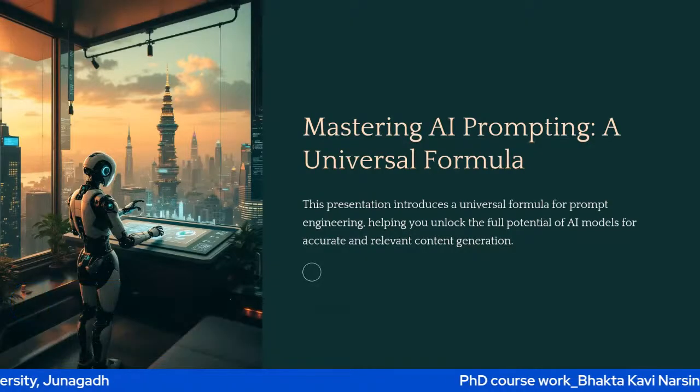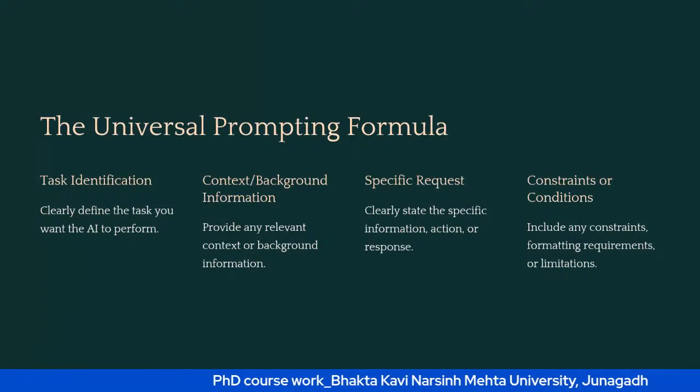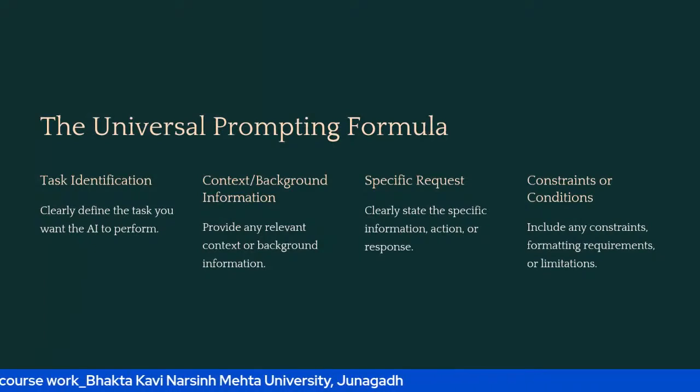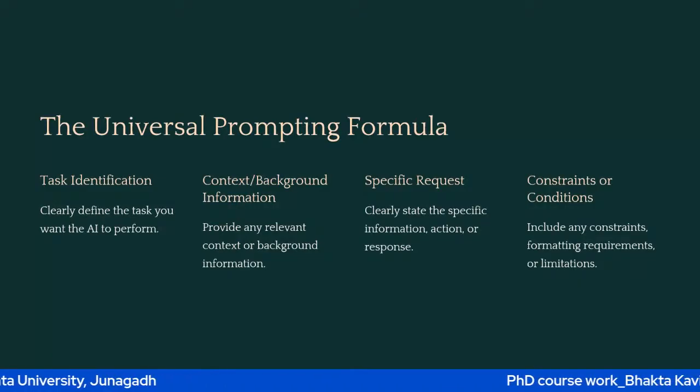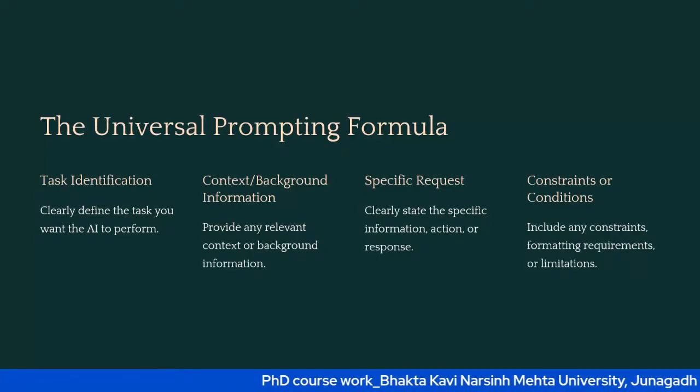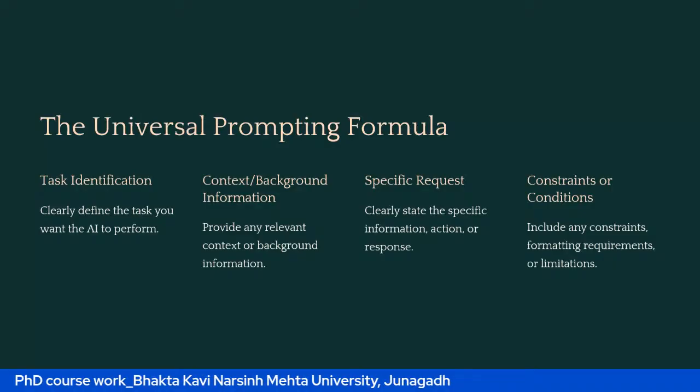So we'll go for the pattern of prompting, that is, how you can universally go for a prompt. Whenever you want universal prompting, you basically have four parts. The first part is that you have to identify the task. You have to clearly define what you want from the AI. Then you have to give the context and background, that is, what relevant context and background information you want to have.